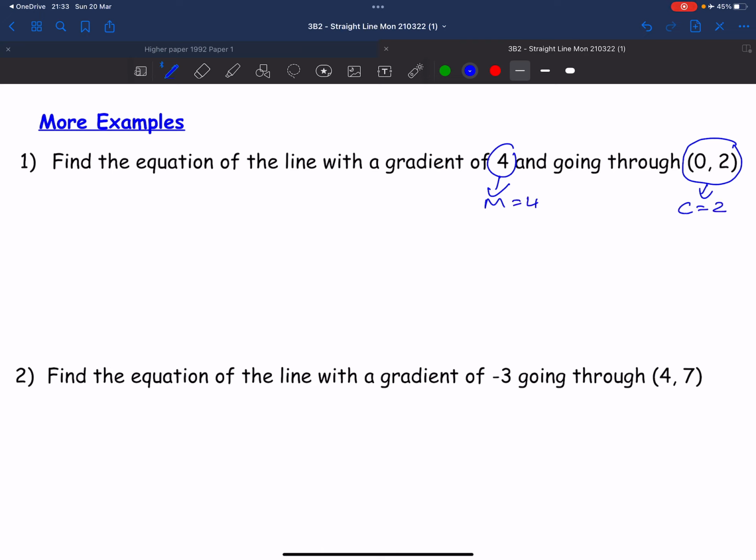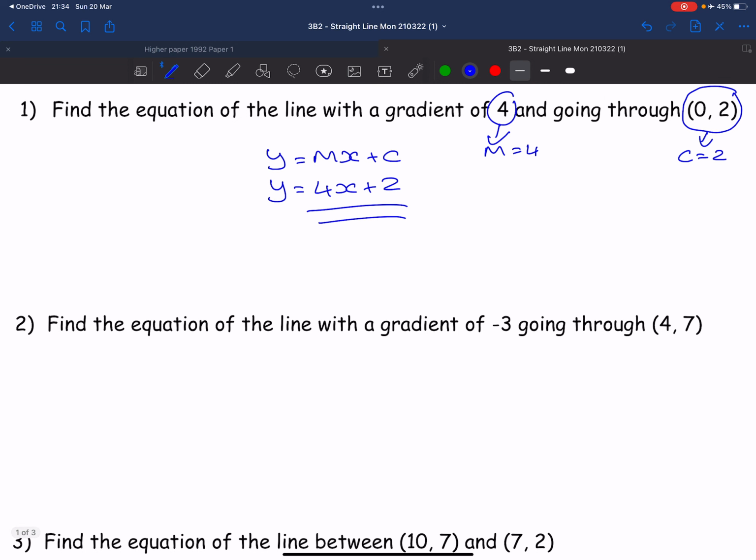So I have a gradient, I have a point, but because I have the y-intercept, I can just use the equation y is equal to mx plus c, which is the general straight line equation, and sub in the gradient of 4 and the y-intercept of 2. So that will just give me y is equal to 4x plus 2. Okay? In the second example, again, I have the gradient and I have a point.